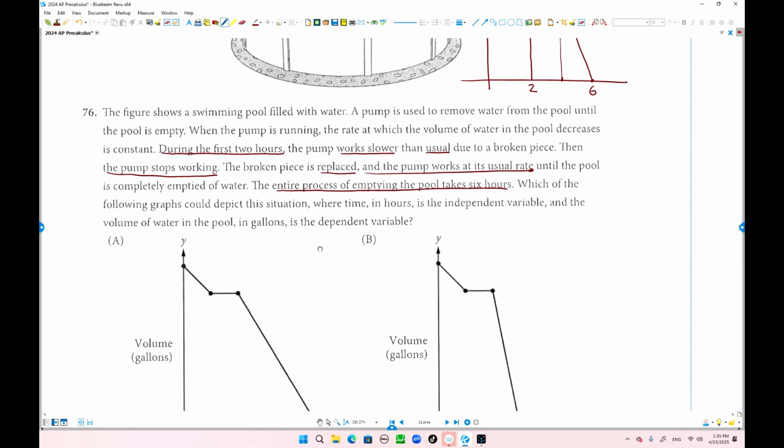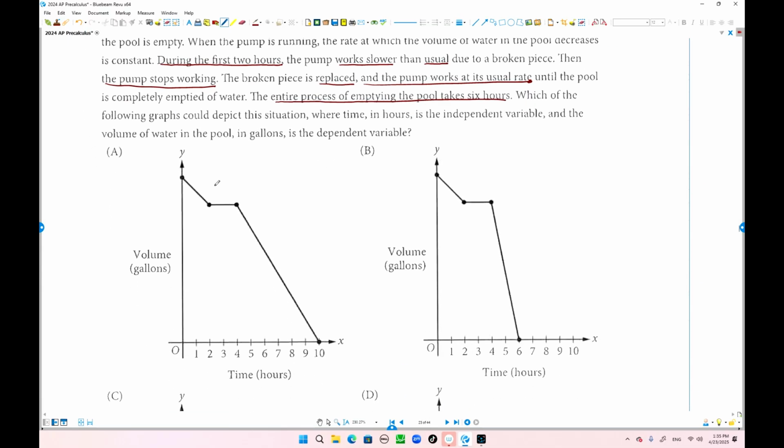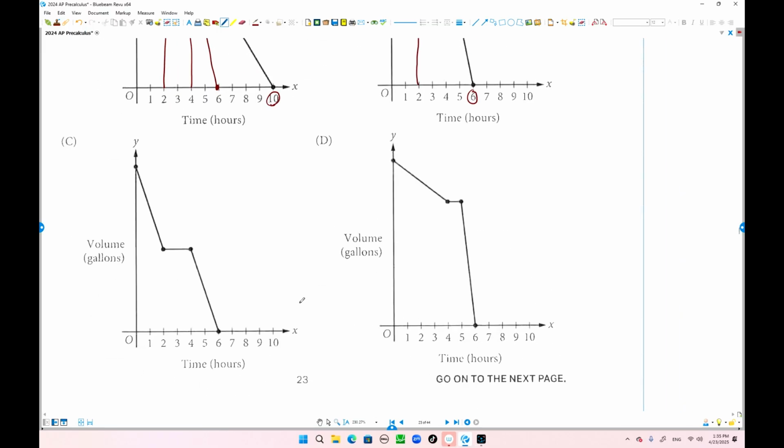Now check out option A. This is okay, but when you take a look over here, the first 2 hours, this is the first 2 hours, this is 4, that's 10 hours. No good, right? If this is over here, that might be the answer. Option B is very similar to this one. This is slow, this is faster, and this is 2 hours, finishing by 6 hours. Option B is the answer.